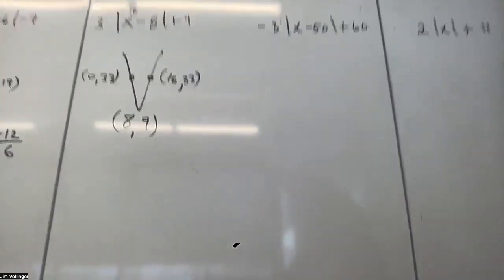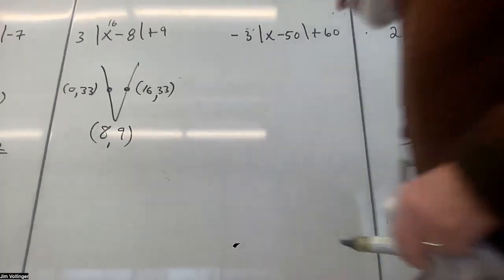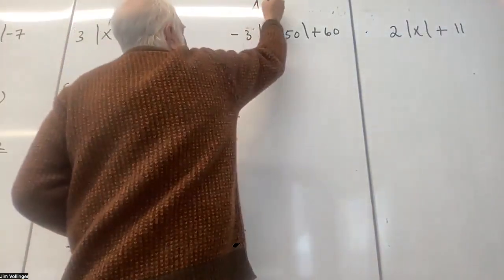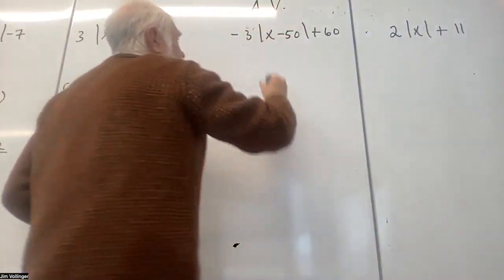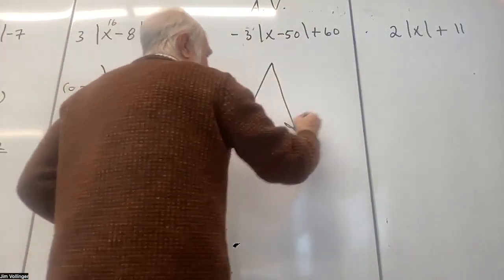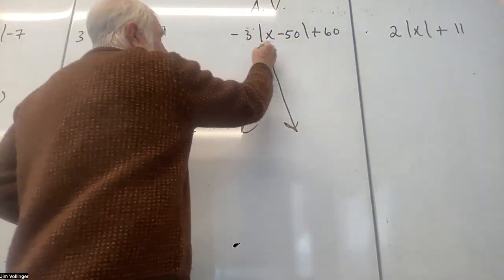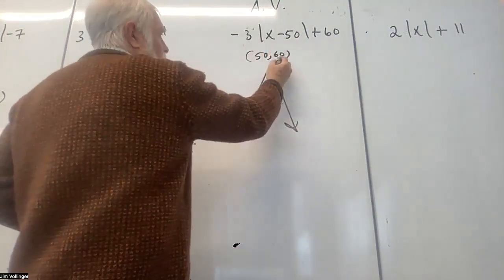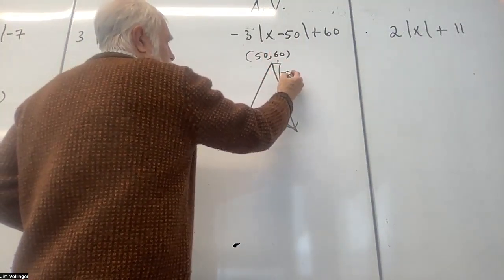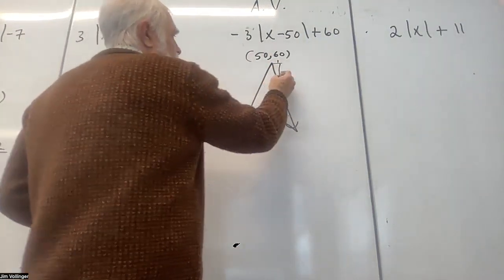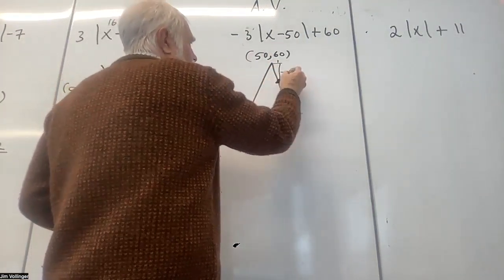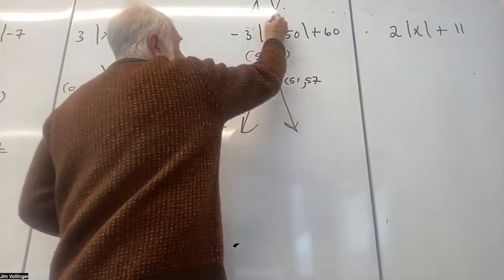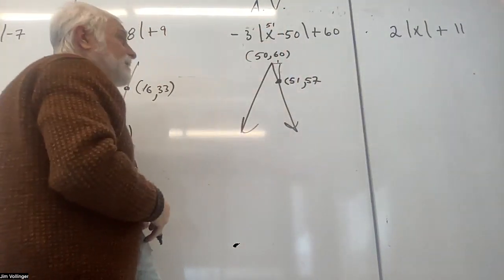Next one, last one. Nope, not the last one. I got a negative absolute value. Absolute value, a V shape, absolute value. Cup, V shape down, 50, 60. And that means if I go over 1, I should go down 3 on this side, which means that a 51 should give me 57. And you can plug it in to see if that's true. I can see that it is true.